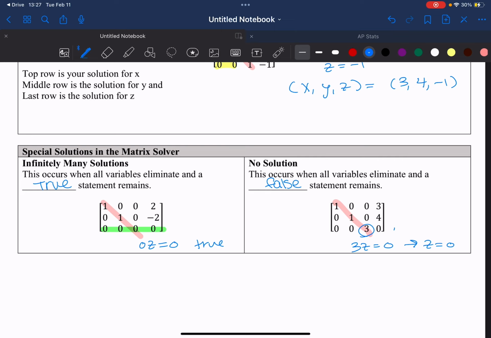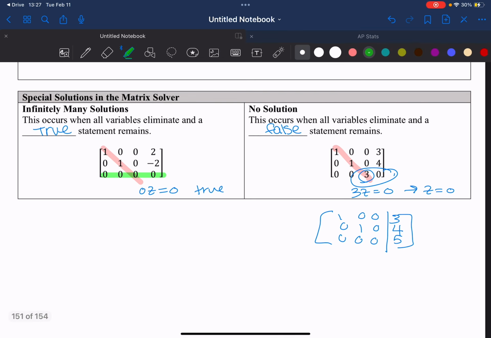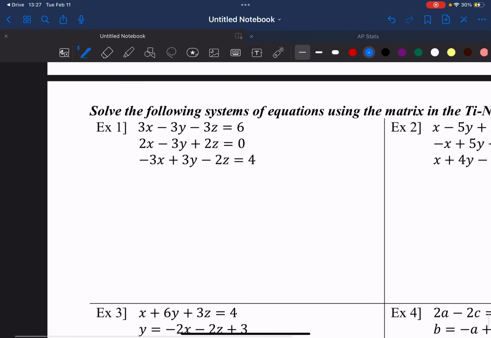Something a little bit more accurate than this would be, let's say you had this matrix here: 1, 0, 0, 3; 0, 1, 0, 4; and 0, 0, 0, 5. Notice how, again, the diagonal of ones is not there. In its place is a 0. This one gives you 0z is equal to 5, which is saying 0 is equal to 5, which is a false statement, so it's no solution. So you're going to do that example with your calculator for each of these parts.